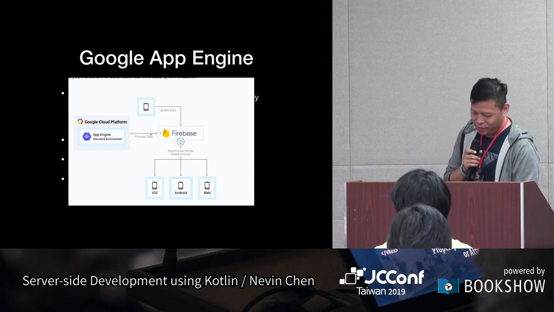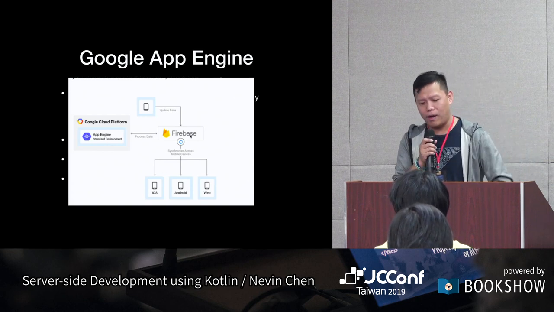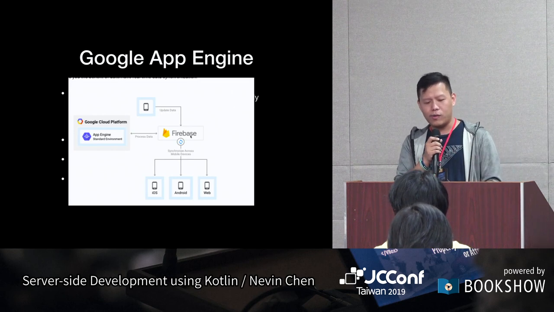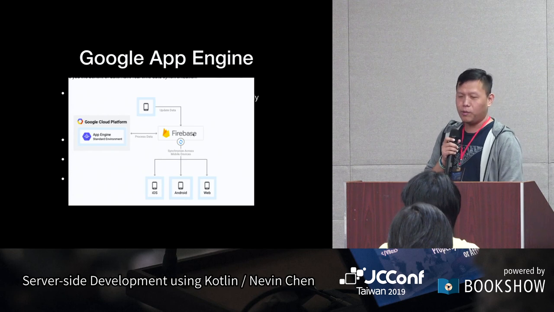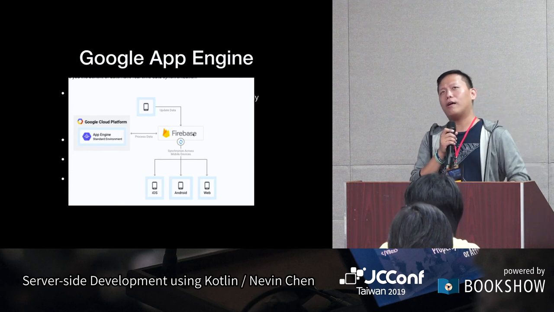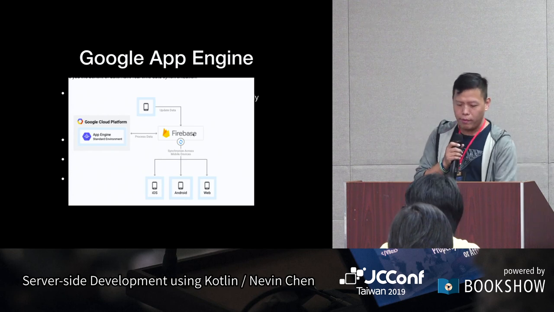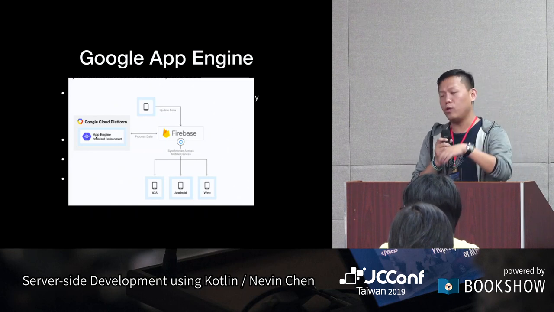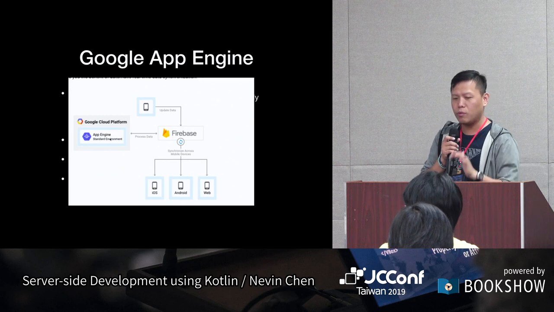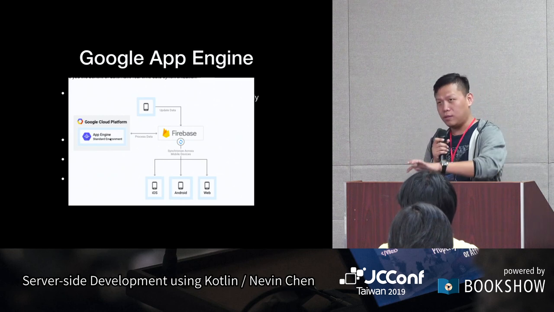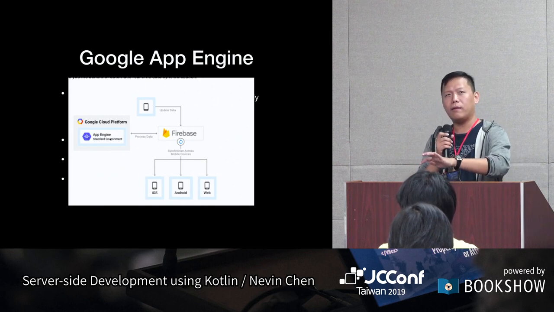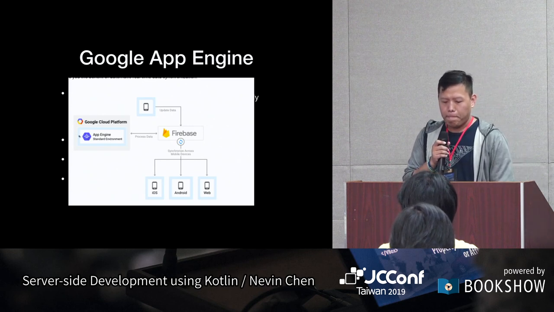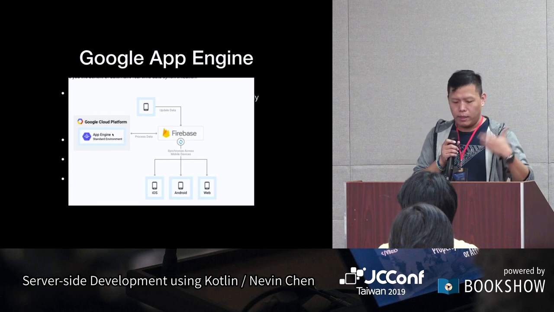Okay, so the architecture is very simple. Basically I have a very large Firebase architecture. I use Firebase to do authentication. I use Firestore to store my NoSQL database. I use remote config. So everything is in Firebase. The only thing that Google App Engine is used for is functions as well. You can right now use Kotlin to write call functions, but I think it's in beta, so you have to request to join the program. I wrote the backend using App Engine.